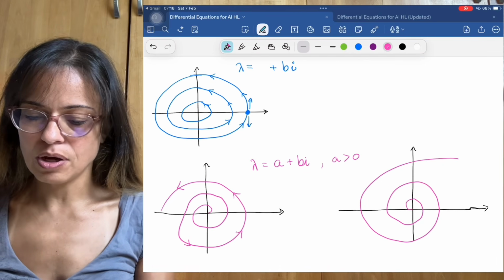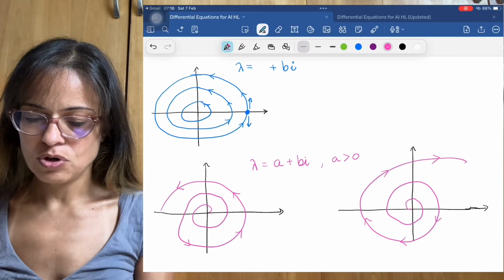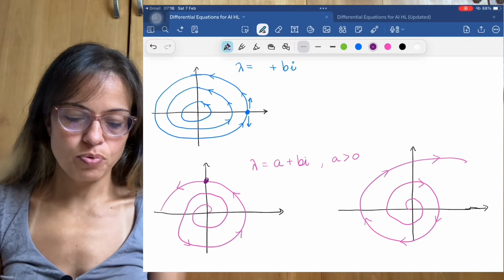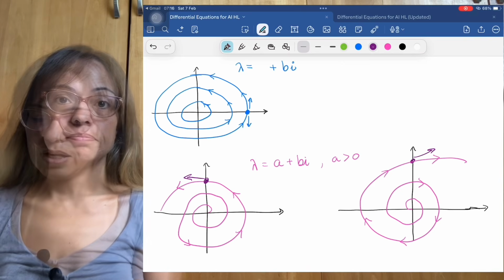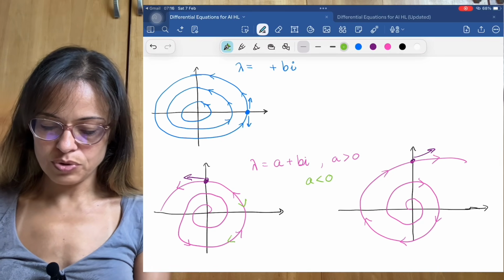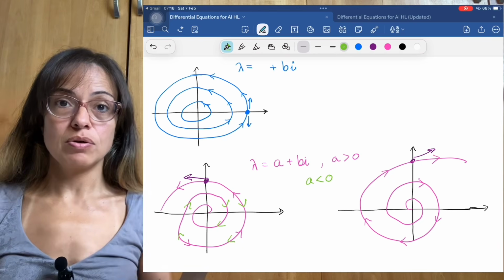And it could spiral out in two different directions. This is also a positive real part. And again, to figure out which is which, just pick a point and see if it's going one way or the other way. If the real part was less than 0, then it's the same kind of trajectories, but they're just moving in instead of moving out.